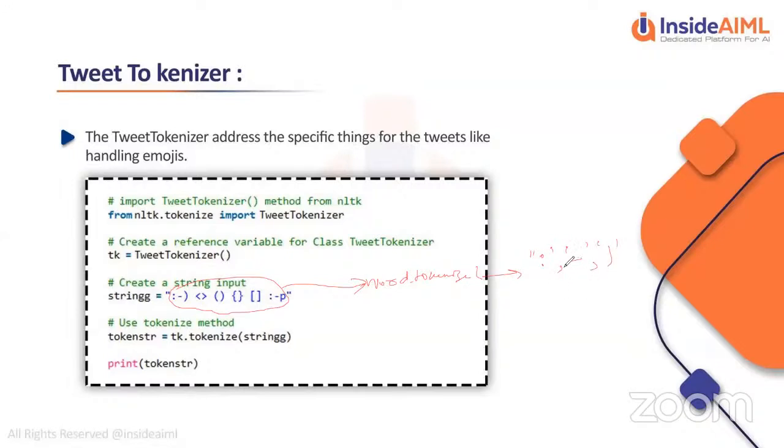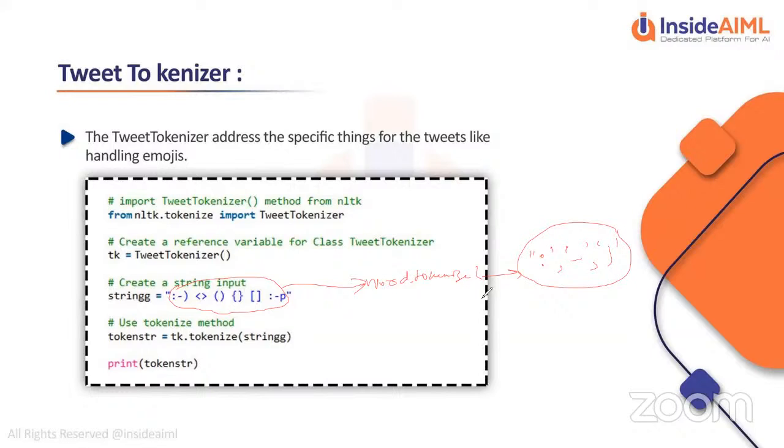The output will be like this. But I want the word tokenized, but it should consider the sentence as one only. So how can I do that? I will use the tweet tokenizer.